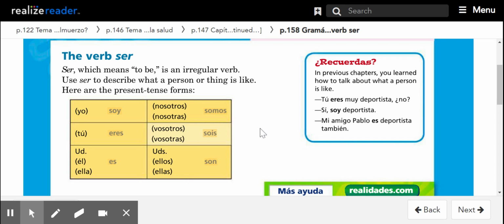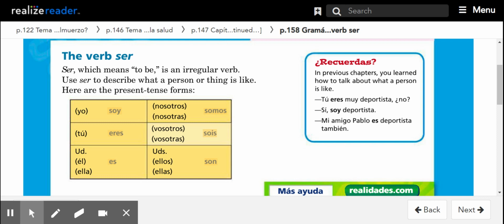Repiten, por favor. Soy, eres, es, somos, sois, son. In other words, I am, you, and formal are.